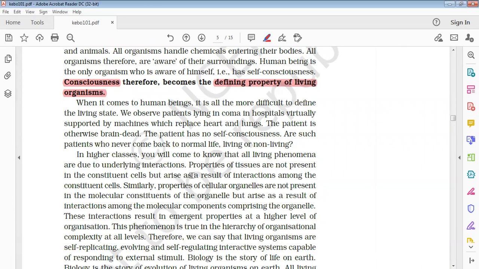So consciousness becomes another defining property of living organisms. So there are certain exceptions also, that is when we are supported by a life support system, the whole body will be in a dead condition, but the person may be brain dead, that this body may not be functioning at all. In that case, there will not be any self-consciousness. Or before a surgery, when you are given an anesthetic drug, you will be in anesthesia. So in that condition also, there is no response. So these are certain conditions that don't match this property, but we can neglect them because that is not a normal condition. So we have to consider only the normal condition. So consciousness can definitely be considered as a defining property of living organisms.